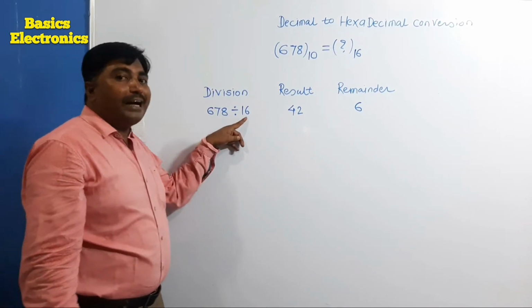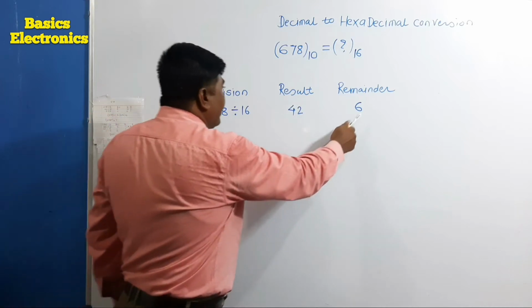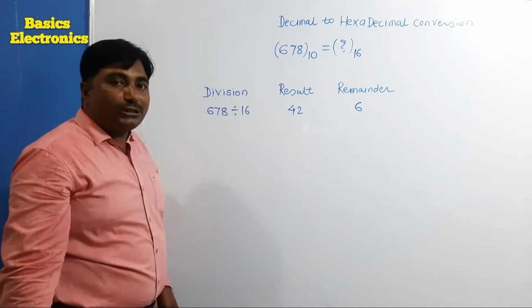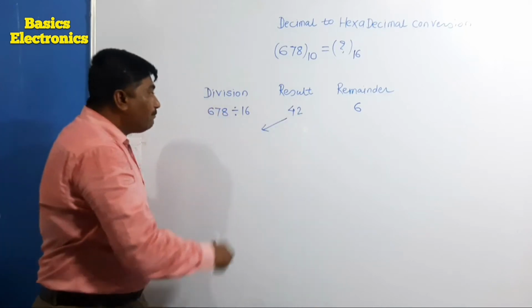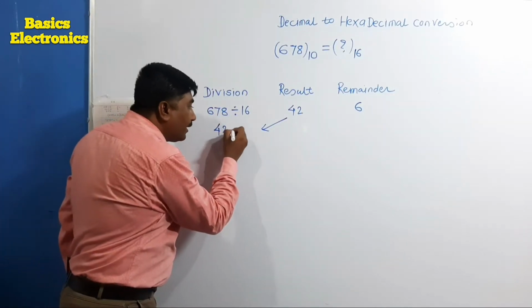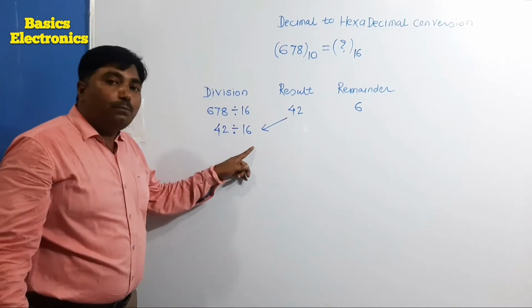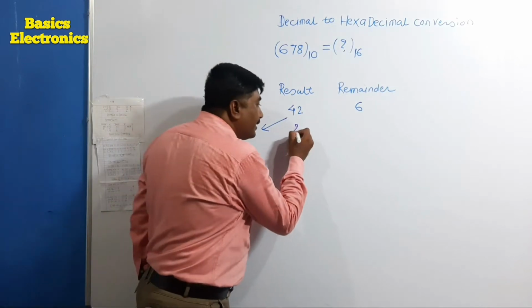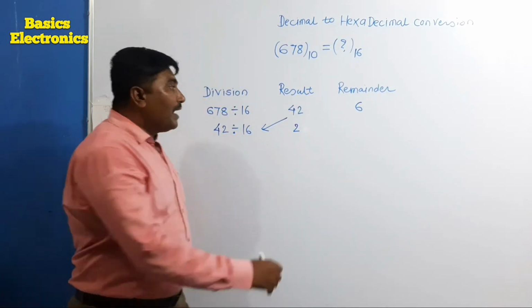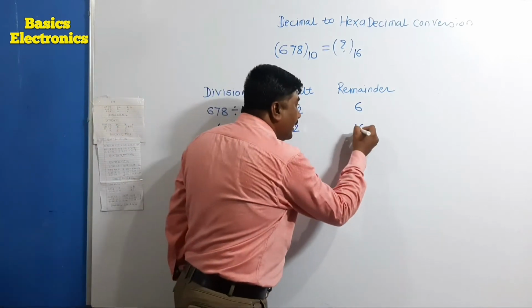678 divided by 16. The result is 42. The remainder is equal to 6. Then this 42 is the result. We write 42 down here, and again we divide 42 by 16. Here we get the result equal to 2 and the remainder equal to 10.